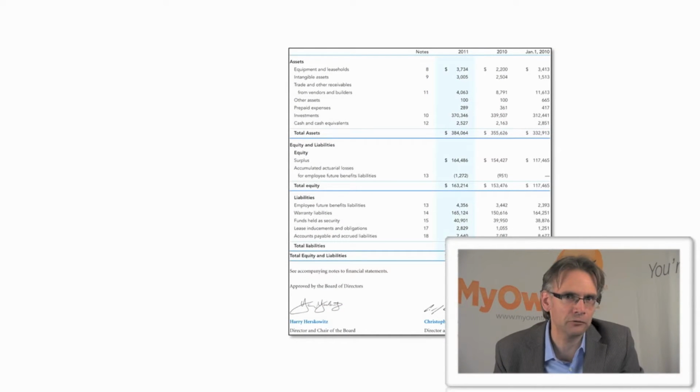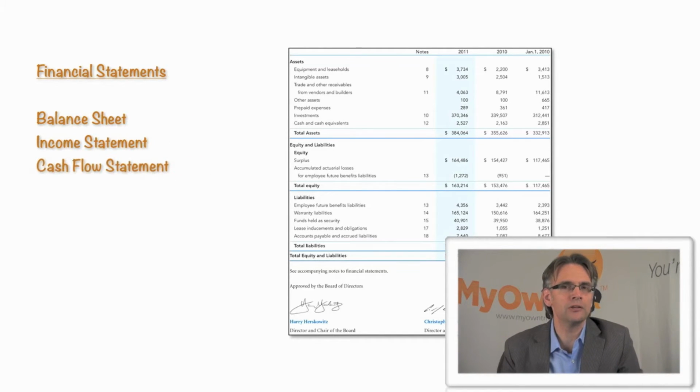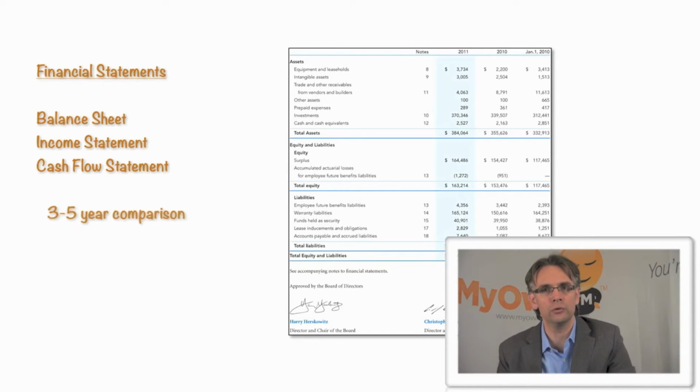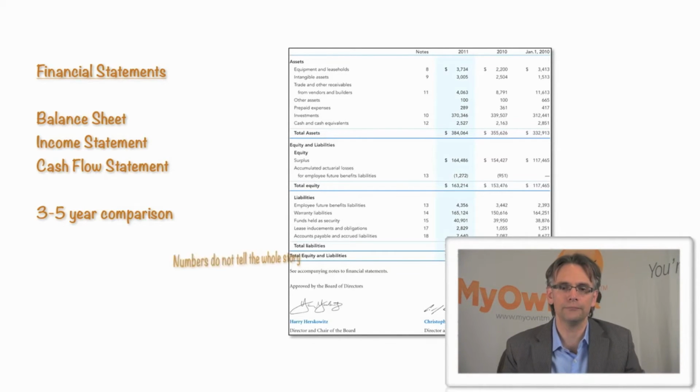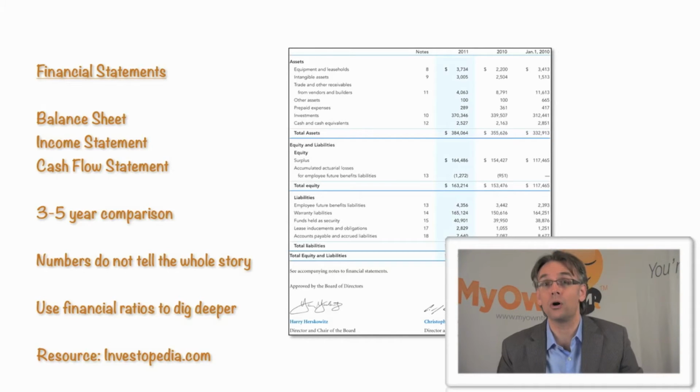The next section in the annual report contains the financial statements. These are made up of three different statements: the balance sheet, the income statement, and the cash flow statement. Now, typically companies will list a 3 to 5 year comparison so that you can see growth or decline year over year. But the numbers don't tell the whole story. We use financial ratios to dig deeper and ultimately to figure out important questions to ask, whether you're asking the actual company in terms of investment advice or in an interview. If you want to dig deeper into financial ratios, there are over 30 different ones you can look at. Try Investopedia.com. It's a great resource.